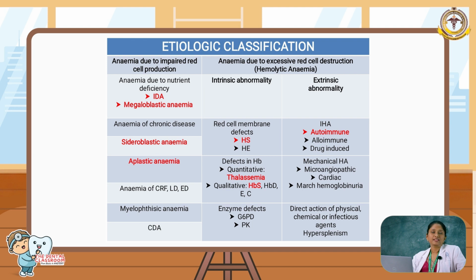Intrinsic abnormalities can be due to defects in the red cell membrane or defects in the hemoglobin or enzyme defects. If there is a defect in the red cell membrane, it is hereditary spherocytosis. If there is a quantitative defect in hemoglobin, it is thalassemia. A qualitative defect in hemoglobin is sickle cell anemia, and enzyme defects will lead to glucose 6-phosphate dehydrogenase deficiency.